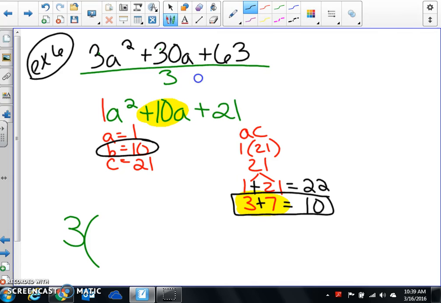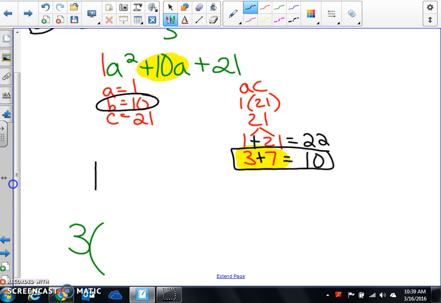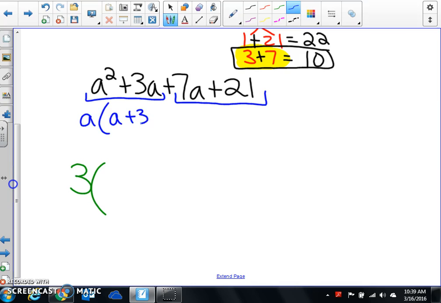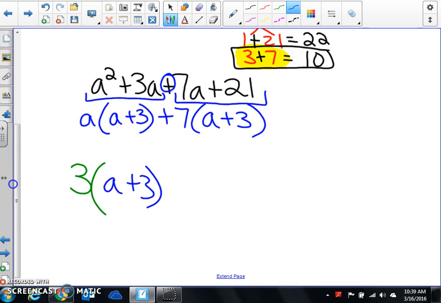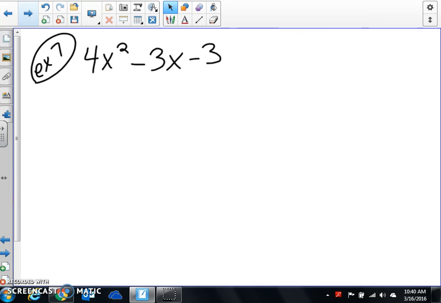So I've got 1a squared, so just a squared, plus 3a plus 7a plus 21. Factor by grouping. Okay, I can take out an a, leaving me with a plus 3. There's a positive. I can take out a 7, leaving me with a plus 3. Now I've got an a plus 3, a plus 7. And that's finally factored. And I got to rush this one because I only got like 30 seconds.